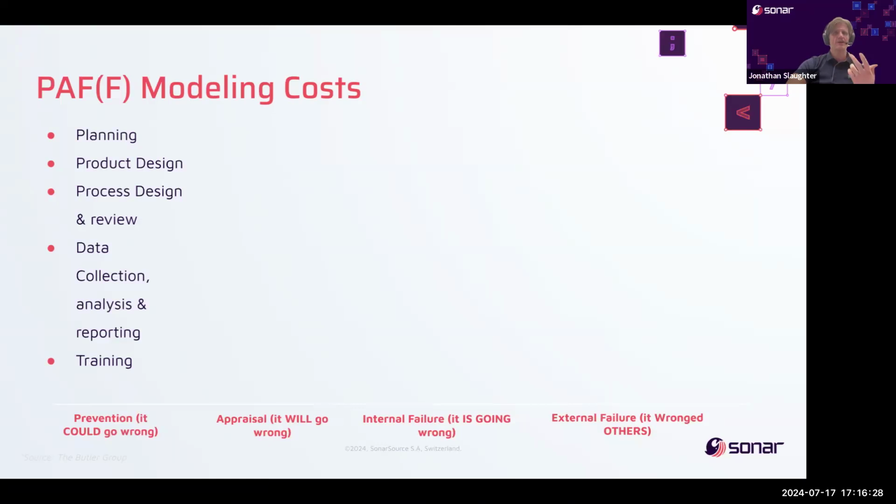Appraisal. This is when we're checking and we're saying it will go wrong, as in if this makes it out, it will go wrong. And so we start thinking about a lot of things like inspection, testing, the equipment used to test and/or the software for implementation. Internal failures.